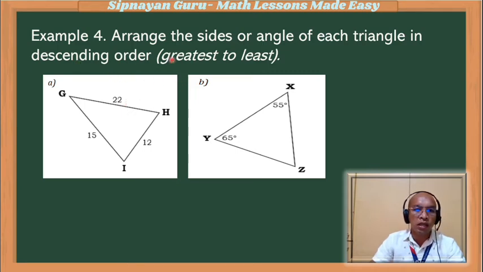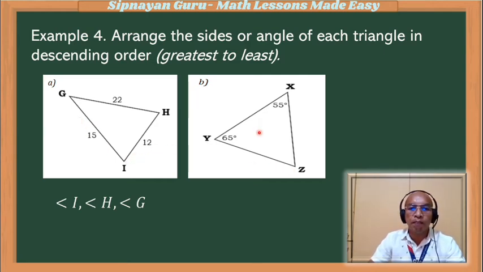So we're arranging the angles in descending order. What we are going to write first is the greatest. Based on the theorem, the angle opposite to the longest side is the largest angle. Therefore, our first angle is angle I, the opposite of 22 units, followed by angle H, the opposite of 15 units, and lastly, angle G, the opposite of 12 units. Letter B, only two angles are given.